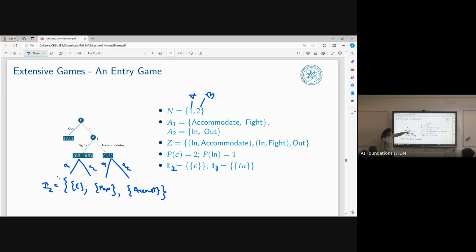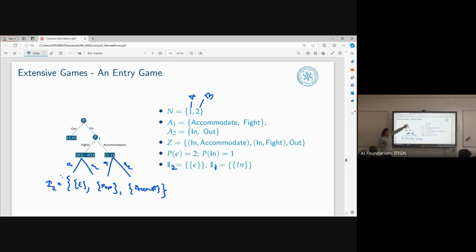So I1 is for in, right? This information set, I'm only talking about the second agent. What does the second agent have to do? First of all, the second agent is in this particular set where it has to initially take the actions. For that, epsilon is there. And after the first agent fights, it has to take some action. Or if the first agent accommodates, it has to take some action. So these are the cases where the second agent must take an action. Those are the nodes that are indistinguishable to the second agent.